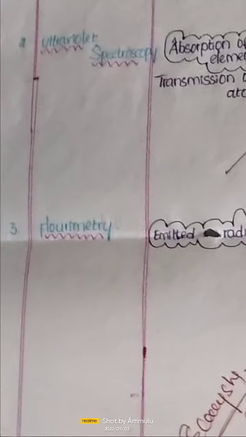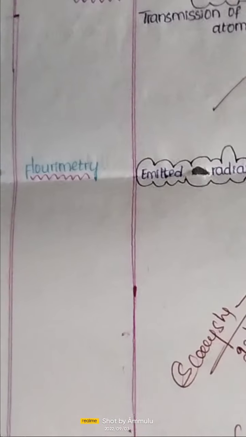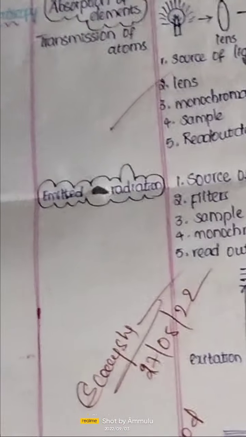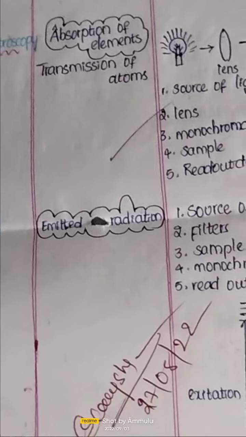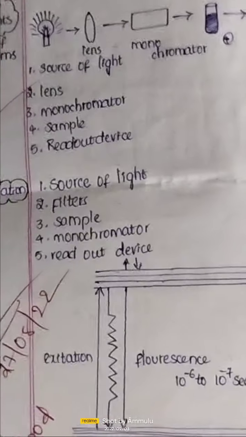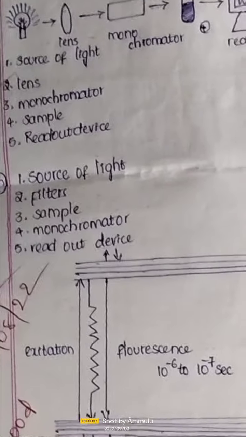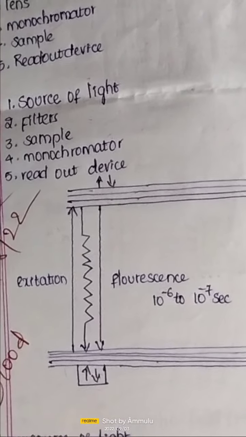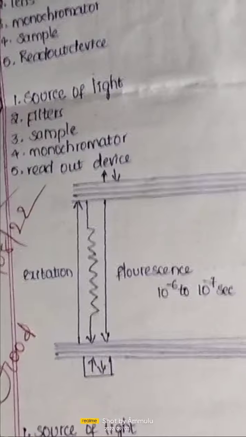Third one is fluorimetry. What is about the fluorimetry? The main principle of the fluorimetry is emission radiation. Emission radiation, which is produced from the light. Okay. Here instrumentation is about the source of light, monochromators, sample, and readout device.